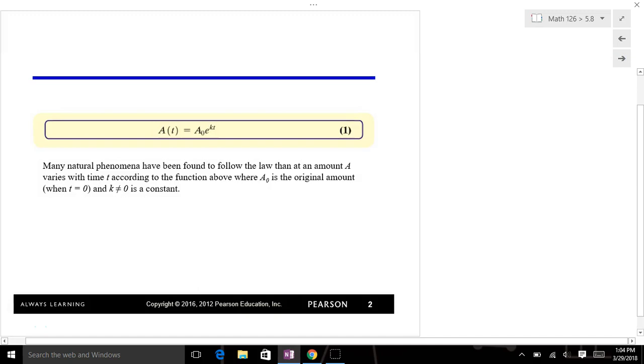So let's start with this: there's a lot of natural phenomena that follow the law that an amount A varies according to the time t, A equals A subscript 0 e to the kt, where A subscript 0 is the initial amount, because if you have time t being 0, you'd have e to the 0, which is 1, so you just end up with A subscript 0 being the original amount.